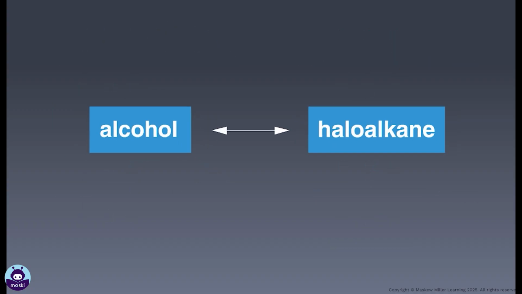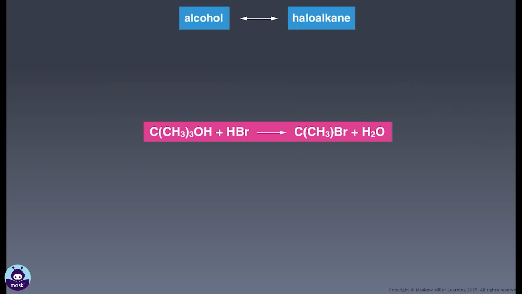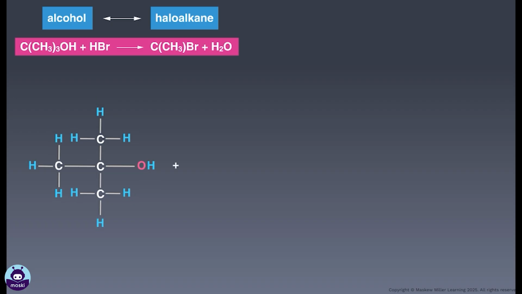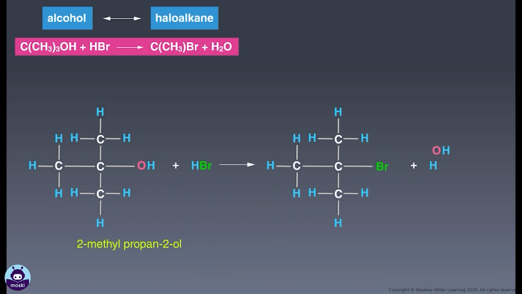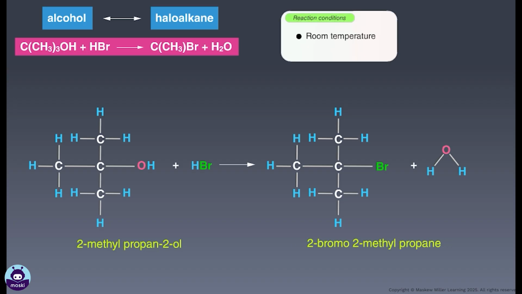The second type of substitution reaction is the interconversion of alcohols and haloalkanes. A haloalkane is formed when an alcohol reacts with hydrogen halide. Here, 2-methylpropan-2-ol reacts with hydrogen bromide to give 2-bromo-2-methylpropane. This reaction takes place at room temperature, if the hydrogen halide is either hydrogen chloride or hydrogen bromide.